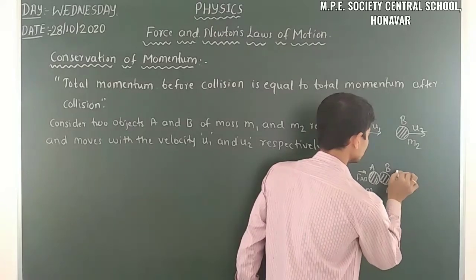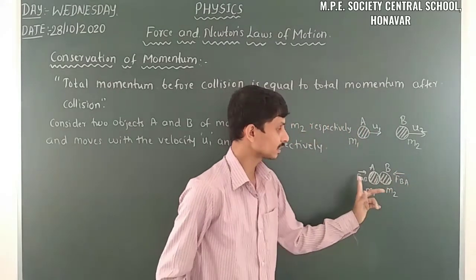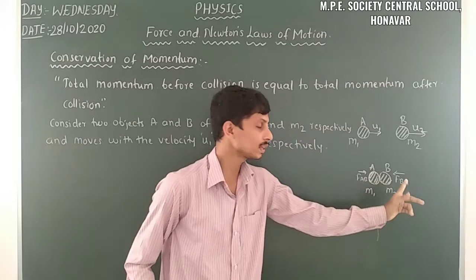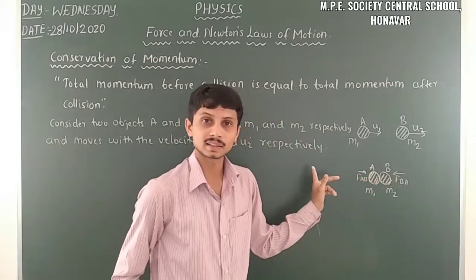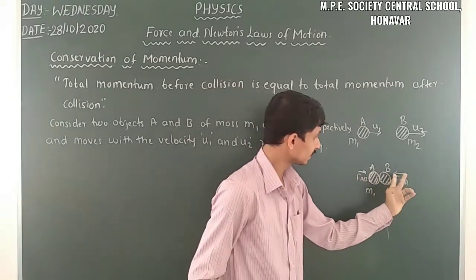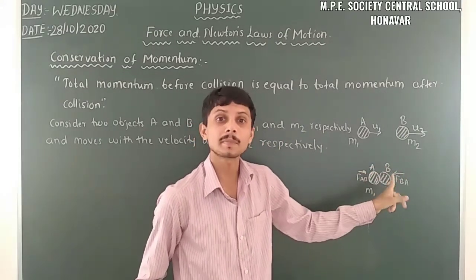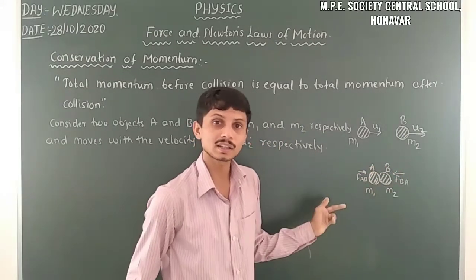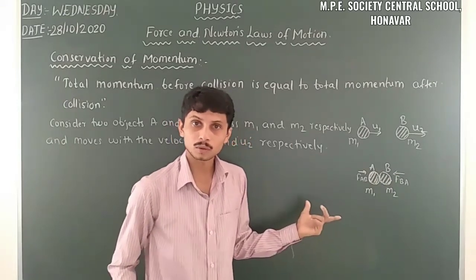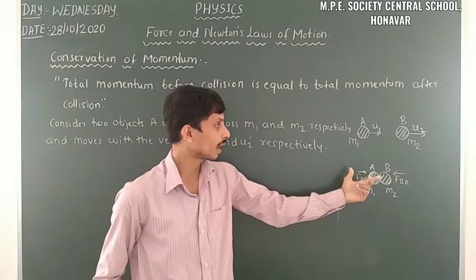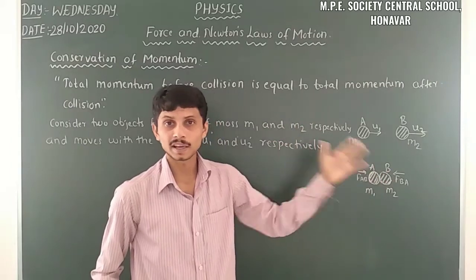Here it is in this direction, it applies here in this direction, and here it is in this direction. So when you are interchanging that arrow mark, that means you have to insert a minus sign there. So when you are writing the formula, you have to take the minus sign there.